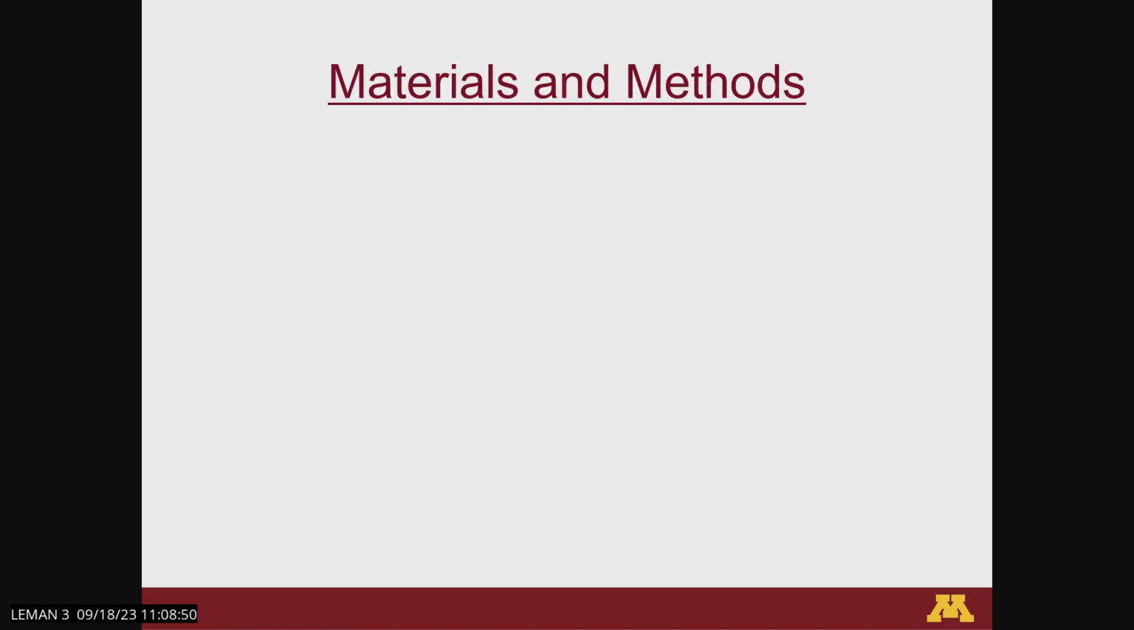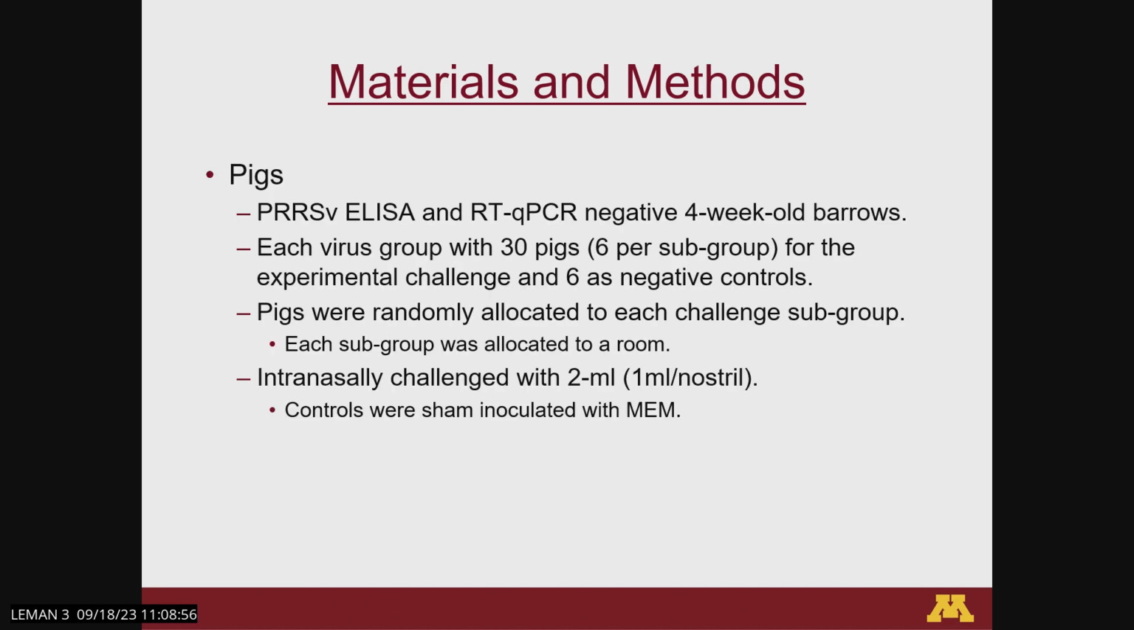So now we have the virus. We know what we're working with. Let's check the pigs. So we purchased 4 week-old barrows that were ELISA and PCR negative to PRRS coming from the farm. From this, we bought 30 pigs.